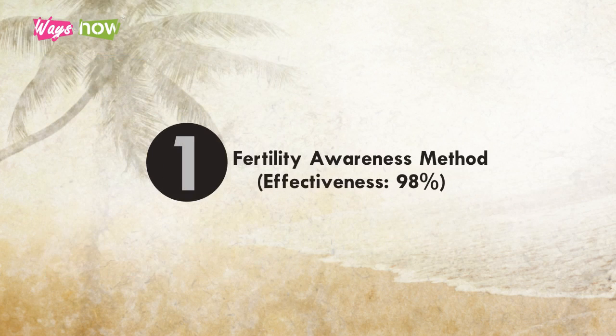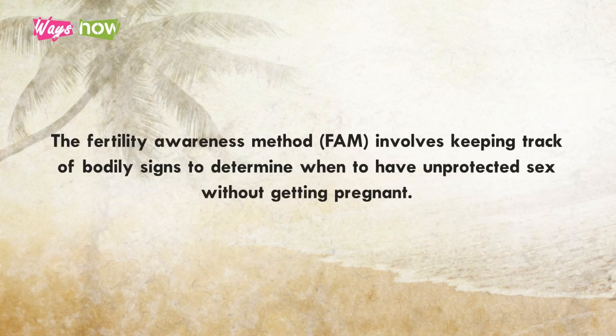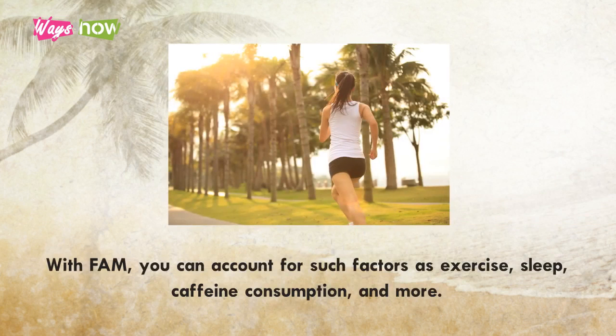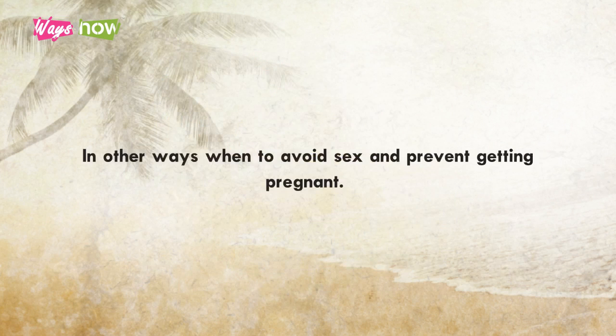Effectiveness 98%. The Fertility Awareness Method, FAM, involves keeping track of bodily signs to determine when to have unprotected sex without getting pregnant. You'll be making charts, taking temperature readings, as well as observing cervical position and fluids to determine when you have stopped ovulating. With FAM, you can account for such factors as exercise, sleep, caffeine consumption, and more. In other words, when to avoid sex and prevent getting pregnant.